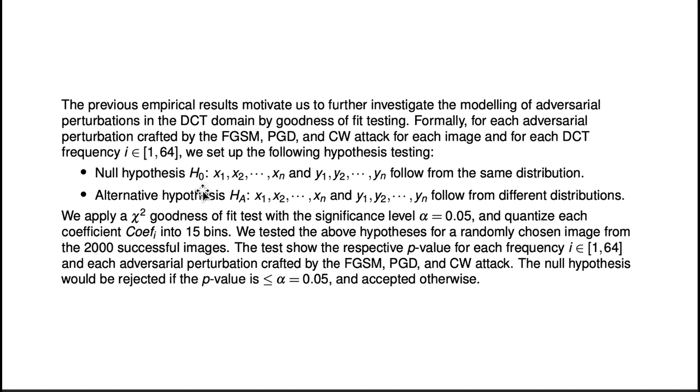We have two main hypotheses. The null hypothesis tests the model and the histogram, and the alternative one is whether they come from the same distribution or from different ones. We applied a chi-square goodness of fit test with a significance level of 0.05, and we quantized the coefficients into 15 bins. We tested the above hypothesis for randomly chosen images from the 2000 images, and the test gives a respective p-value for each frequency, where the null hypothesis would be rejected if the p-value is smaller than 0.05, otherwise it will be accepted.